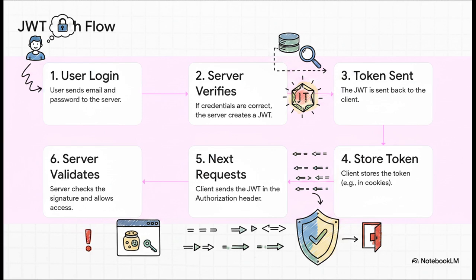Now here's where the magic really happens. For every single future request to a protected API endpoint, the client just tucks that token into the authorization header. It usually says something like Bearer and then the token. Your server's job is now super simple. Just grab the token, check the signature, and if it's valid, the user's in. See? No session lookups in the database at all.